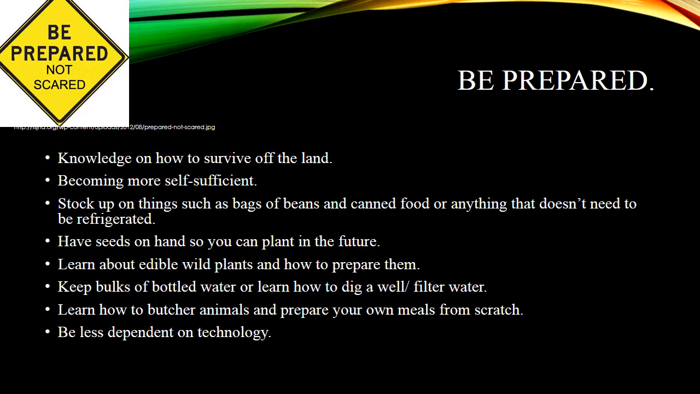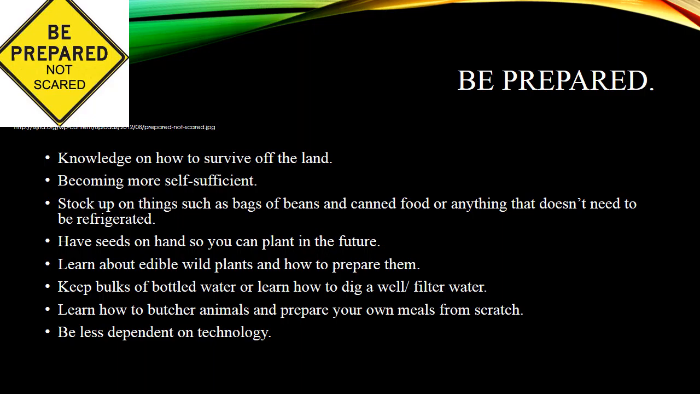Learn about edible and wild plants and how to prepare them. Keep bulks of bottled water and learn how to dig a well and filter water. And by that, I think you should just keep on hand lots of filters. Learn how to butcher animals and prepare your own meals from scratch. Nowadays, we all depend on food in the stores and food in our refrigerator. We don't really understand how important it is to make food from everything.